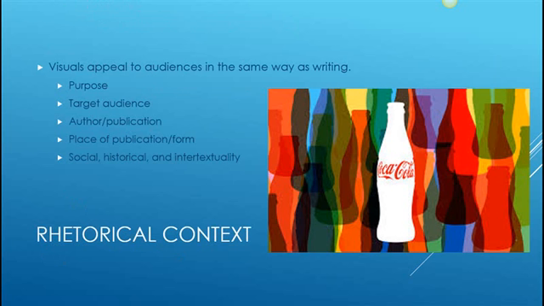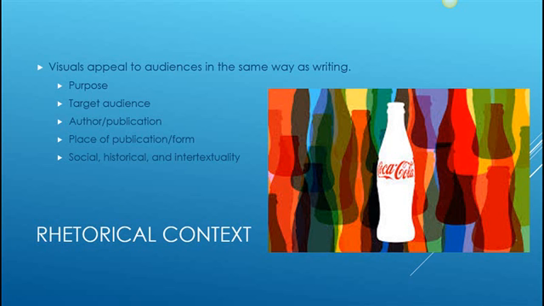Visuals appeal to audiences in the same way as writing. So always ask yourself, what is the purpose? Is someone trying to sell me something? Or is it trying to be like a public service announcement? Are they trying to persuade me to change my attitude about something? So what is the purpose? Who's the target audience? Just as we talk about in text that we have target audiences, visuals also have target audiences. How does the evidence that the visual used appeal to the audience?